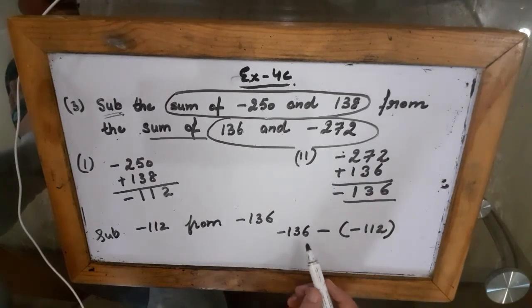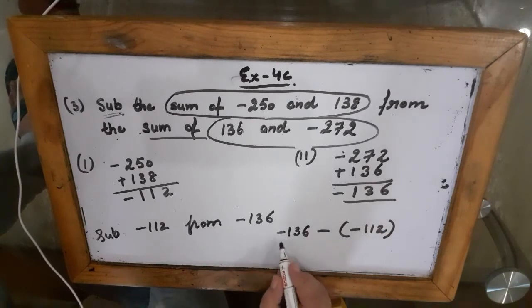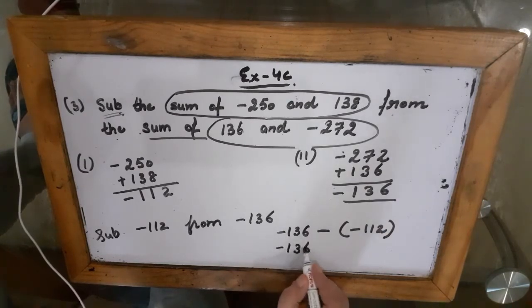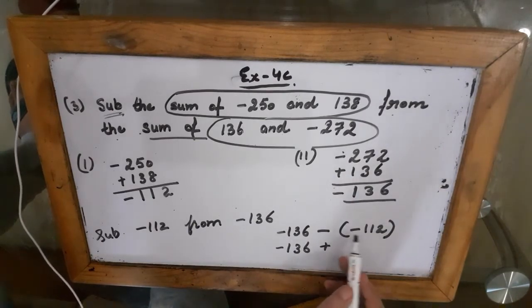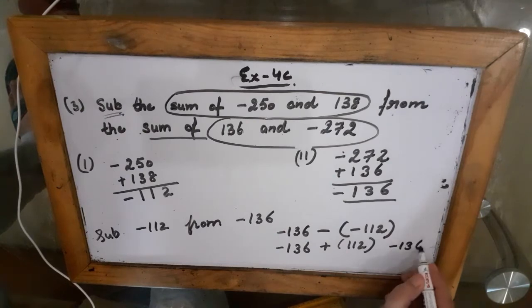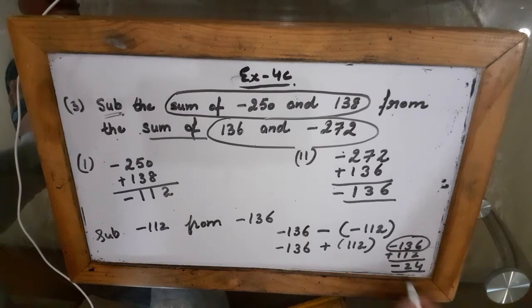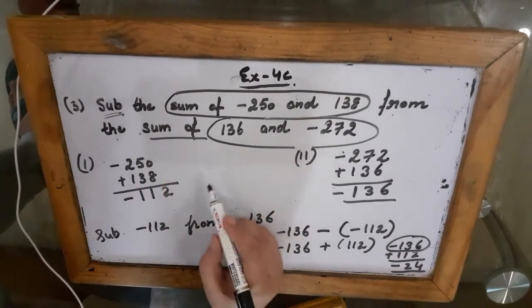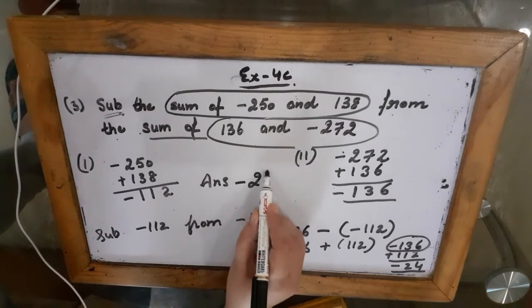So I told you I have to make two changes. First is I will leave the first number as it is. This sum of subtraction I'll change into a sum of addition, and I will change the sign of the second integer. It's negative, so it will become a positive integer. So now I have to add both of them, and I can see one is negative and one is positive. So I have to subtract them. 24, and because the bigger is negative, my answer will be minus 24. So the answer of this sum is minus 24.